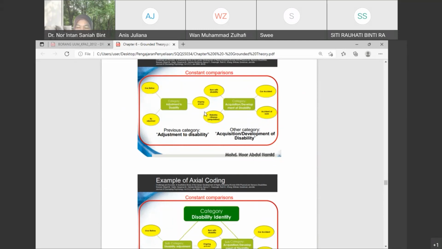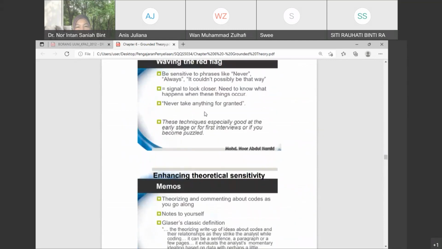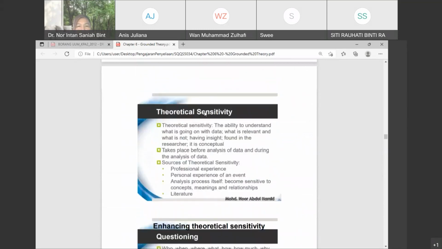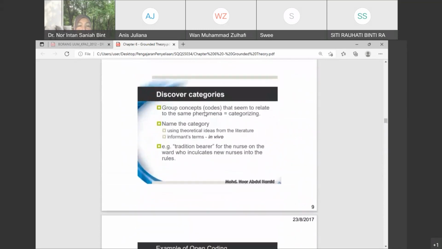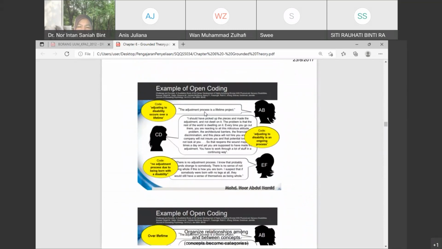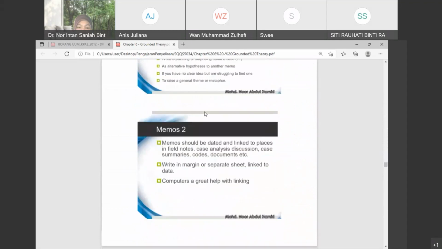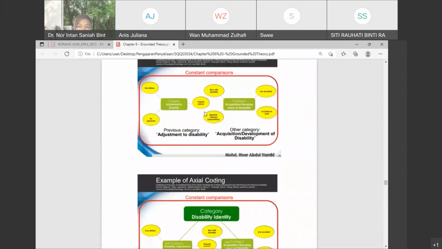Apa dia constant? Tengok balik dalam kamus. What does it mean? Open coding tadi kan. And then kita tengok macam apa yang Wan mention tadi, kita cuba combine kalau benda tu hampir sama. Okay, dia ada persamaan, kita boleh combinekan kategori adjustment to disability dengan acquisition. Okay, jadi previous kategori kita namakan, previous kategori kita bubuh sebagai adjustment, and then kita kembangkan lagi.